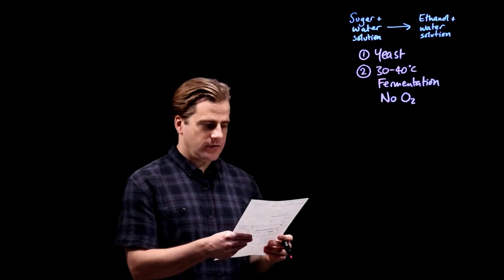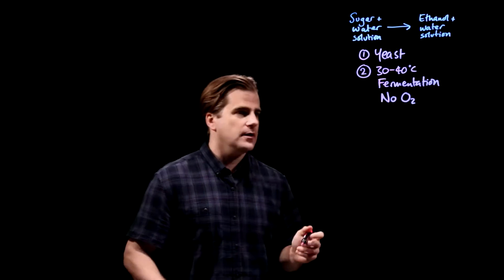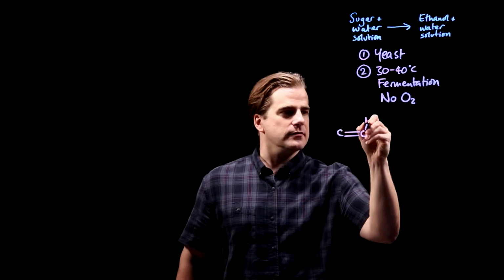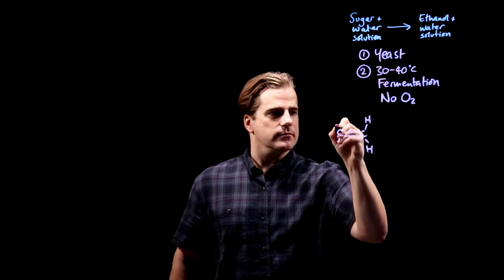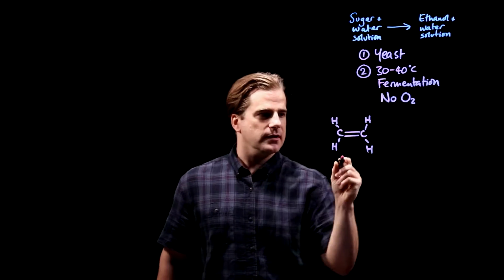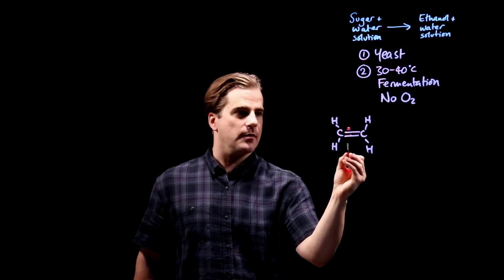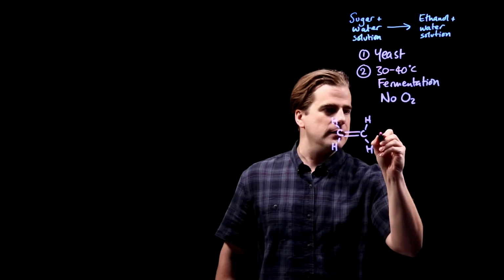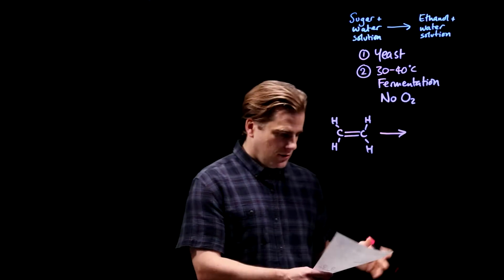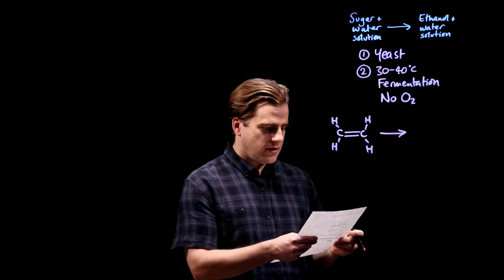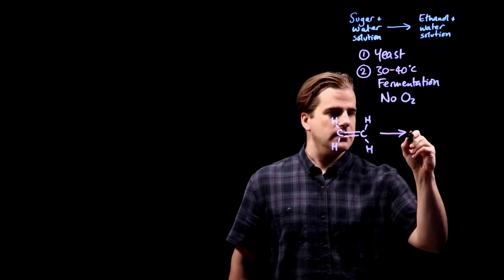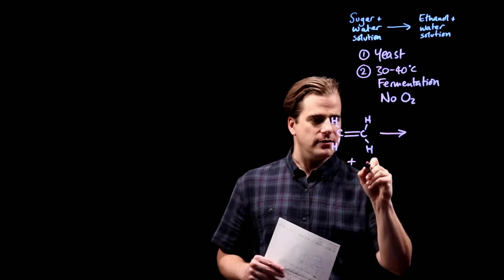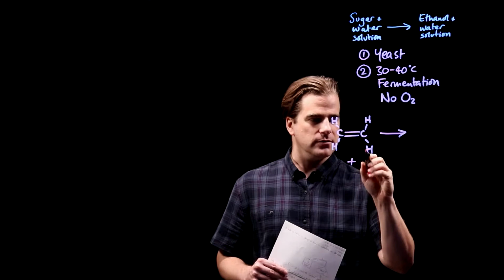Describe how ethanol is produced from ethene. Okay, well, I'm going to draw it out. So here is ethene. Ethene is a carbon double bonded to another carbon with 2 hydrogens on each carbon. And what does it want? Right, hydration. So it's being reacted with a water molecule.